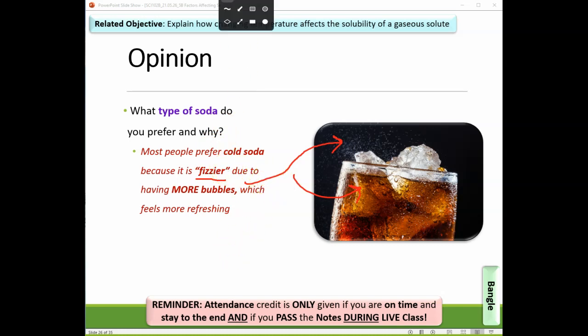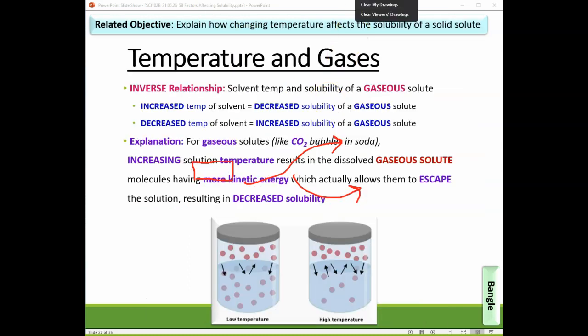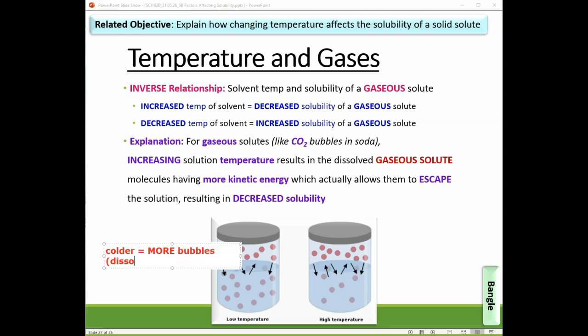But one of the key points I want you to know is that cold soda is fizzier. If you have hot soda or soda that's been sitting out for a long time at room temperature, it no longer has any bubbles. So cold soda keeps its bubbles for much, much longer. Let's go ahead and talk about why that is. So again, the colder you are, you actually have more bubbles. And these bubbles are actually just dissolved gaseous solutes. Okay, so let's go ahead and talk a little bit about why that happens.